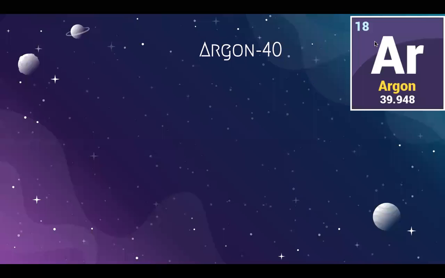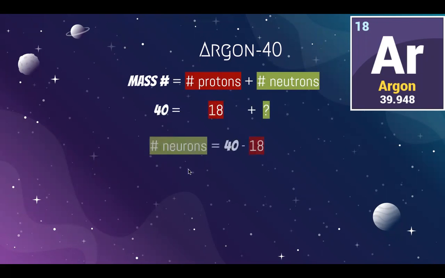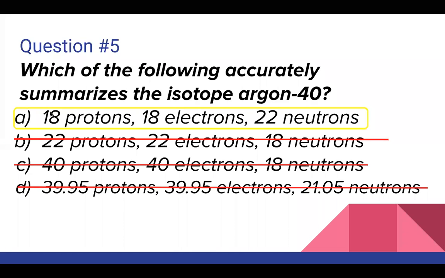Well, if you look up argon on a periodic table, you'll see that it has 18 protons. So we know it has 18 protons, and we're given the mass number. It's 40. So 40 equals 18 plus what? You just solve for the number of neutrons, and it is 22. So there should be 22 neutrons in argon-40, meaning the answer is A.